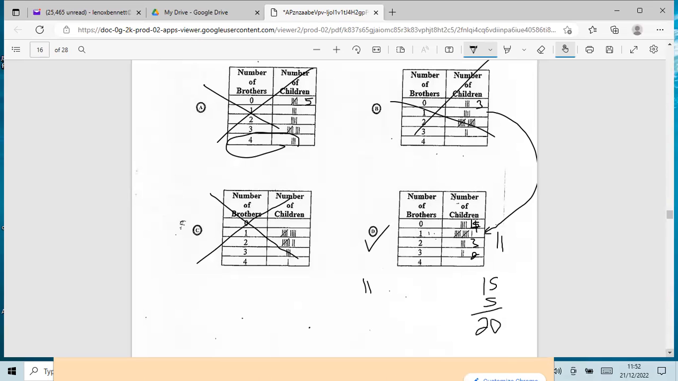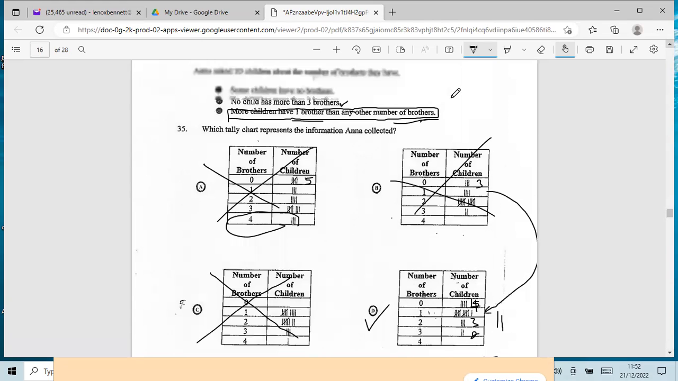But that's another smart thing that you could have done. The statement that you could have used is the one that says the maximum number is 1. More children have 1 brother than any other number. So look at this. This is saying these kids have 2 brothers as the most, the highest, the mode. So is the mode 1 in this case? So you could have looked at that.